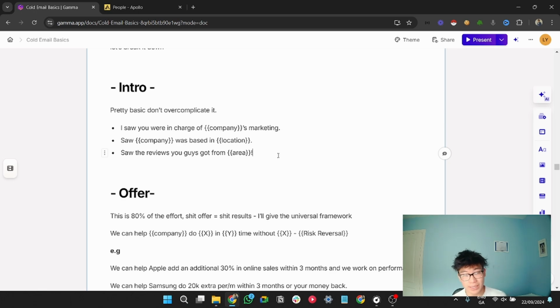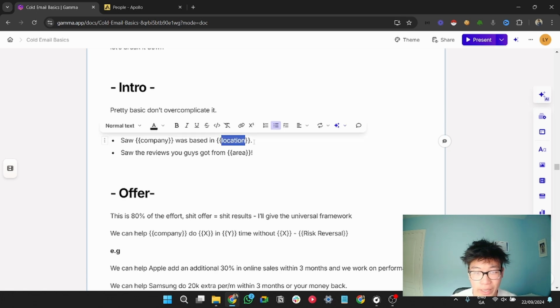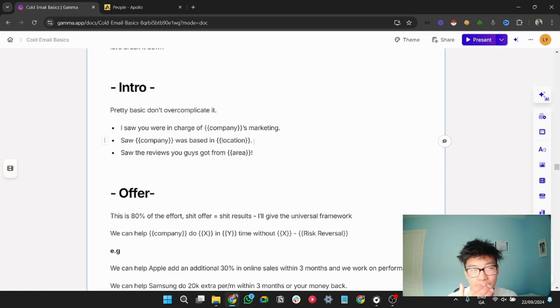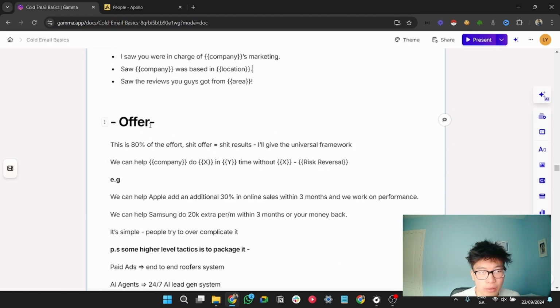You will have to run some list segmentation. So if need be, you can chop and change your list so you only pull people from, I don't know, Texas or something. You're like, saw a company was based in Texas, right? Or you could have a spinning syntax where Apollo gives you a list and everybody's in a different location. You just change it. Very simple.